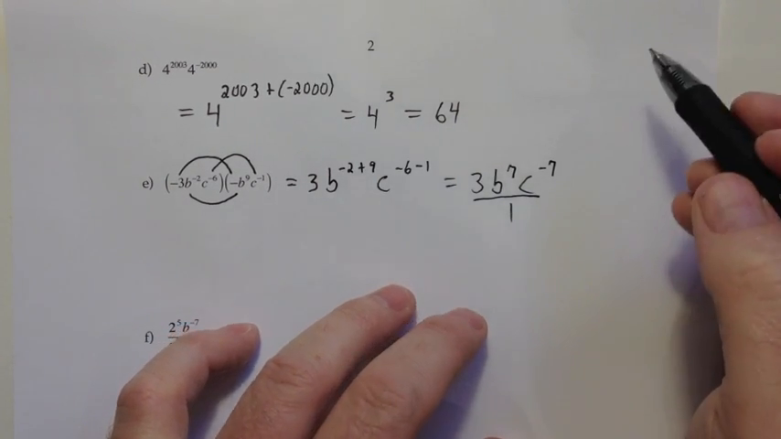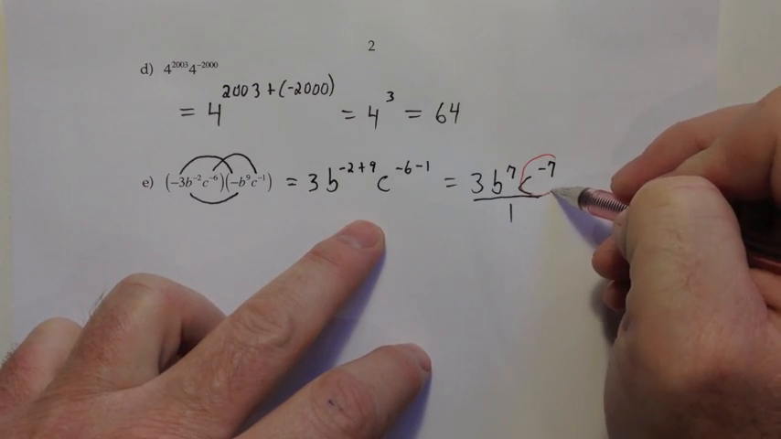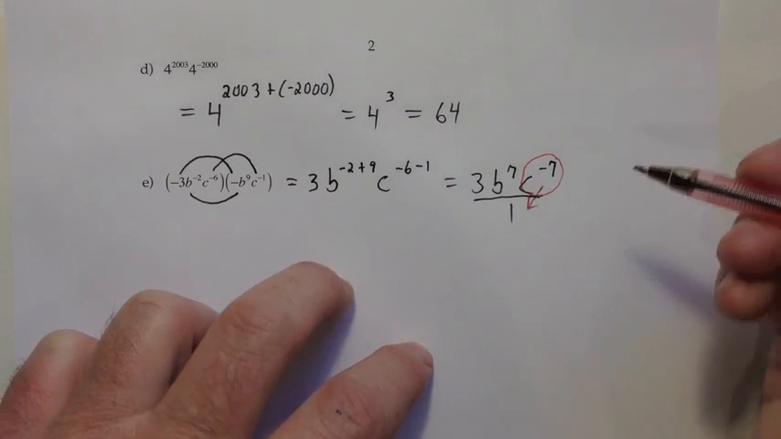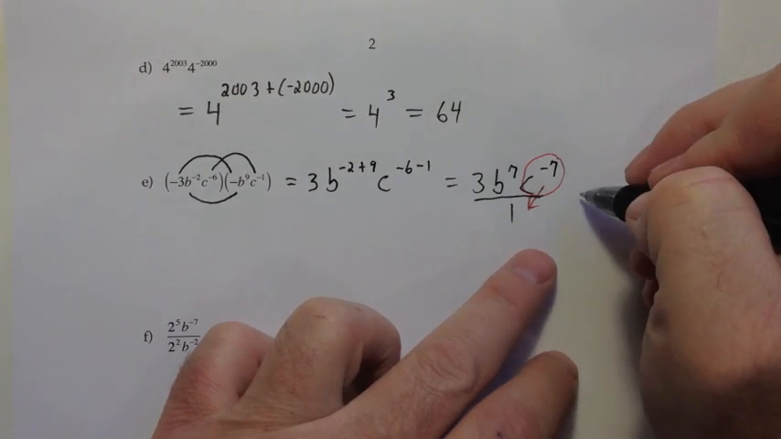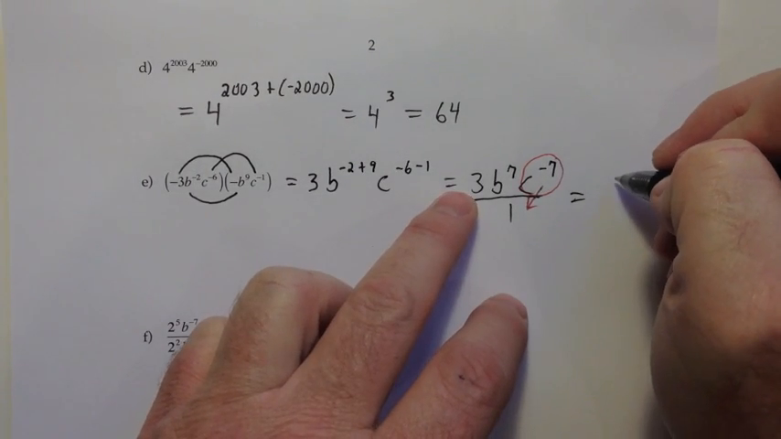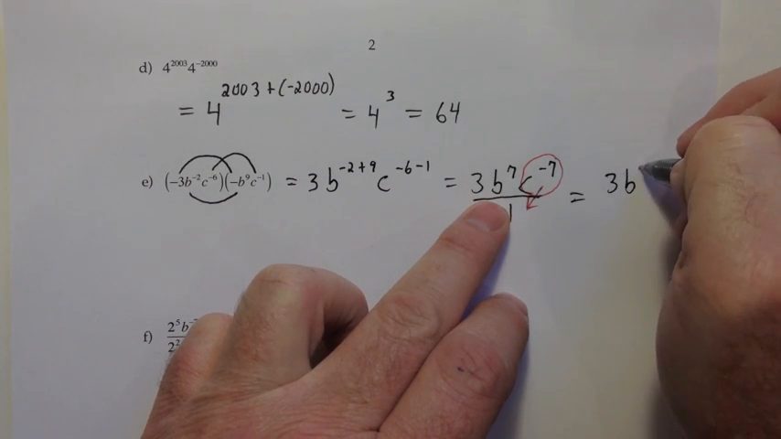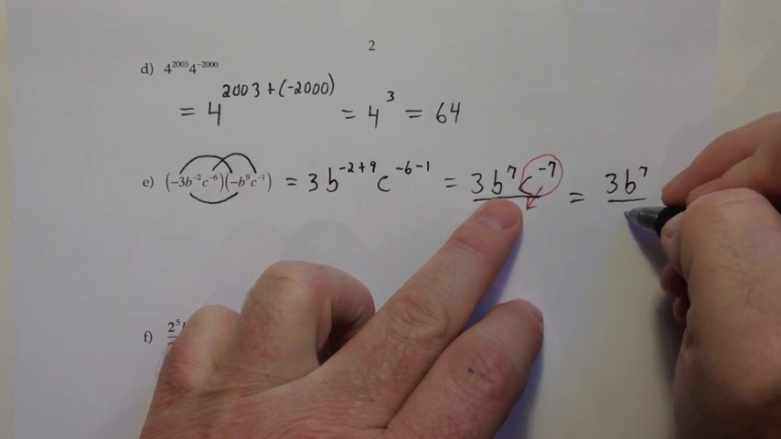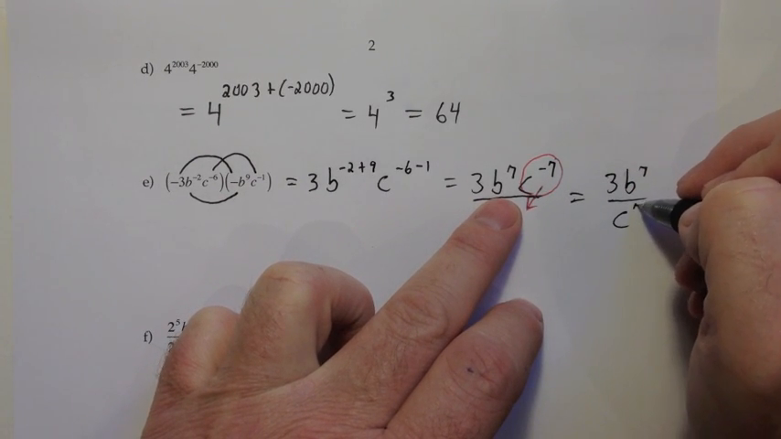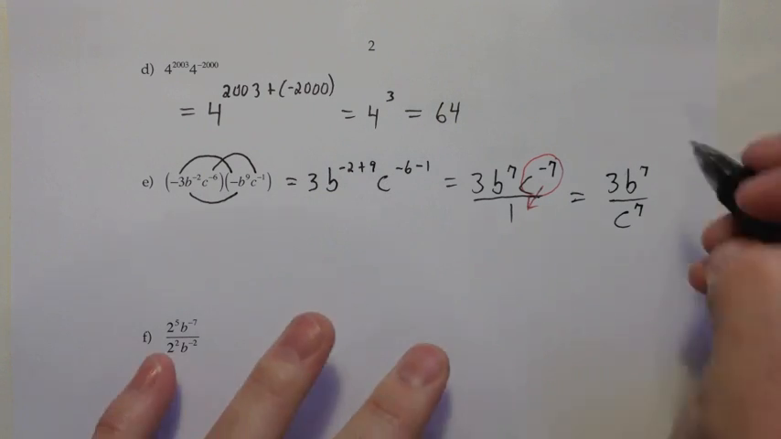And then to get rid of a piece that has a negative exponent, I want to move it across the fraction bar, so that's going to move down. And when I move that down, it's going to change its exponent from negative to positive. So the 3 has an exponent of positive 1, so it stays put. The b has an exponent of positive 7, so it stays put. But the c has an exponent that's negative, so I move that down to the denominator, and that changes the sign of that to positive. And then that one is simplified.